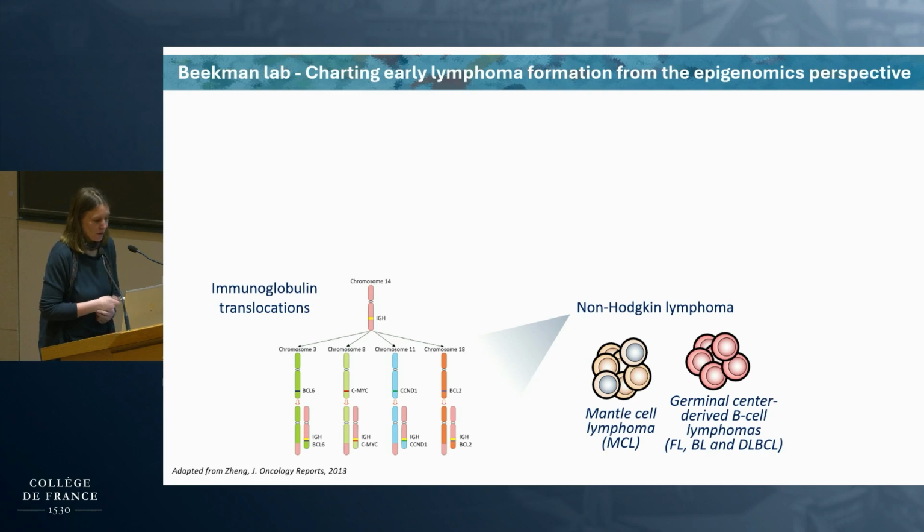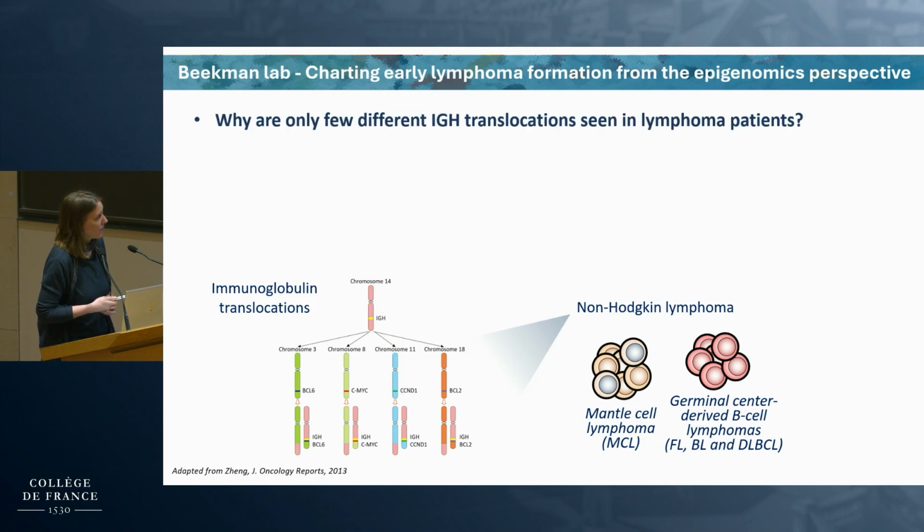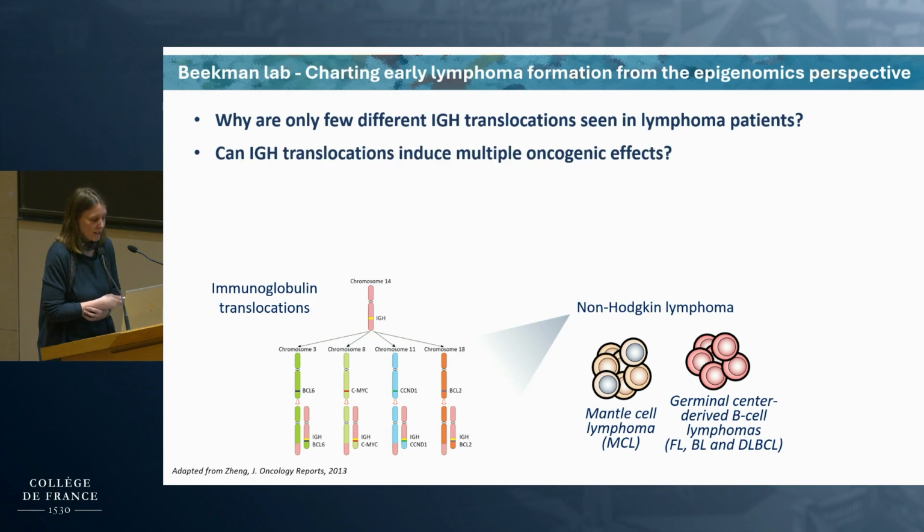So to understand this process further, I would like to give you a perspective of what we try to do in the lab, and then I will come to our work on translocations and enhancer sequences. What we try to understand is that this translocation formation is probably a rather random process, not fully random, but rather random. So the question is, why are only these 4 translocations found in the majority of these patients? Another question is whether these immunoglobulin translocations can induce other effects than just activating genes close to the breakpoint.